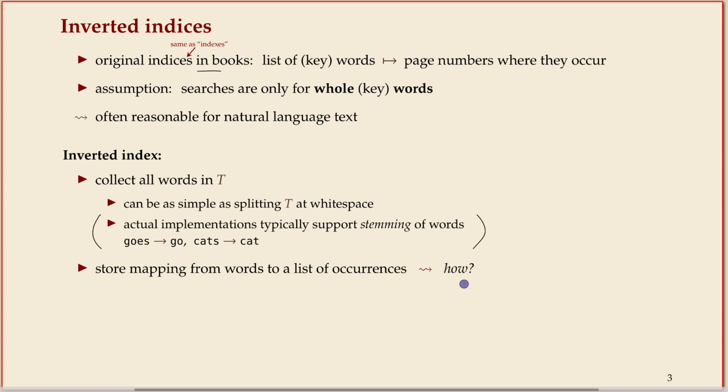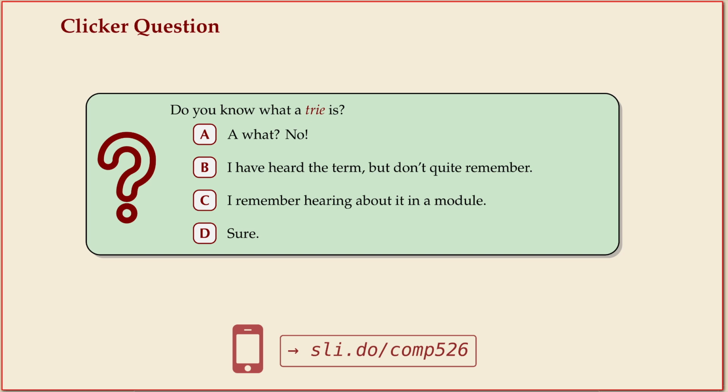The question still becomes, how do we do this? Going through the text and splitting it up at white space, that's easy. And programming languages might even have a function for that. But how do we maintain this mapping so that we can quickly find, if I give you a word, you can look in the table? How do we do that? And that's where this comes in.